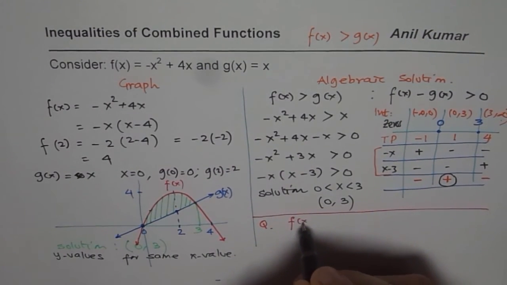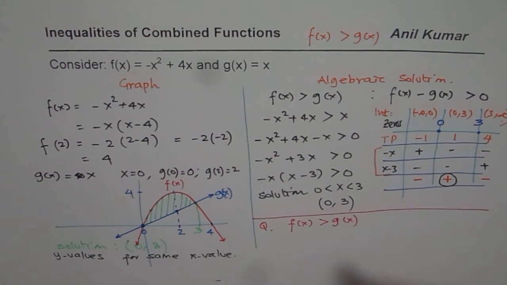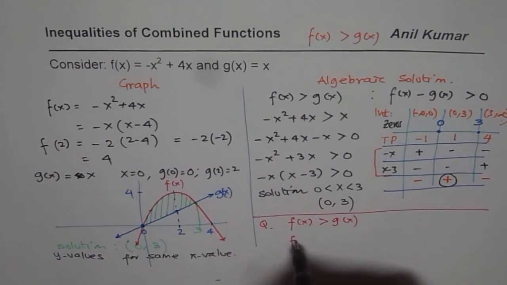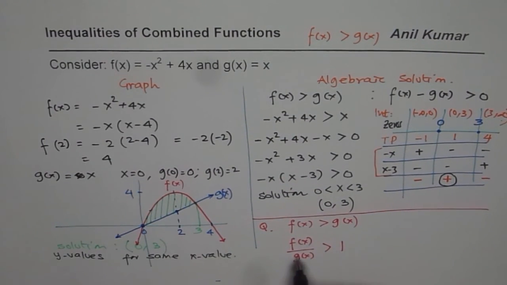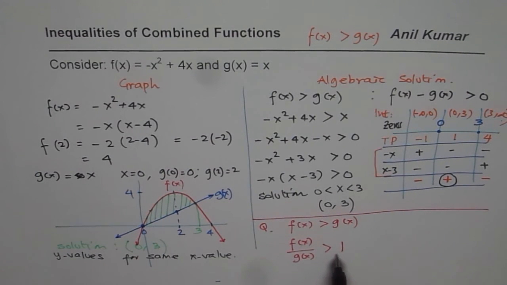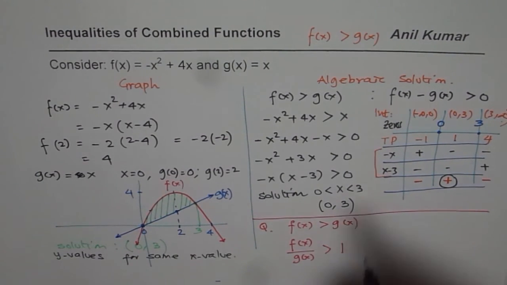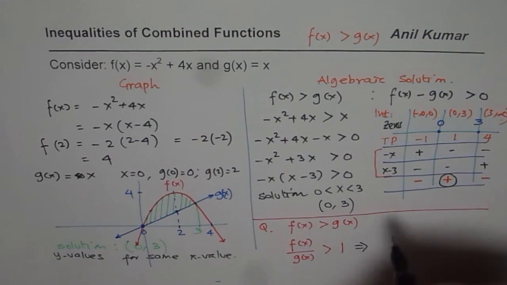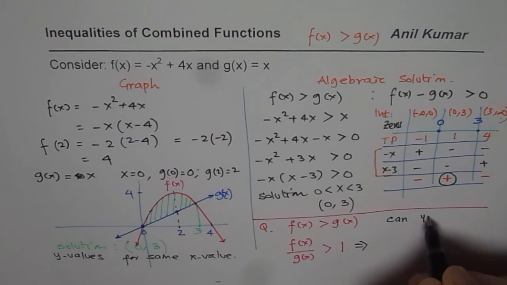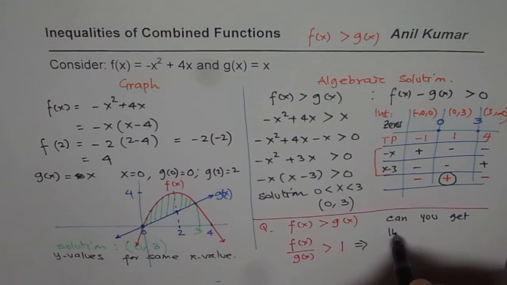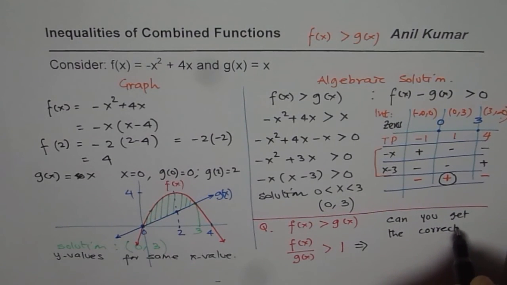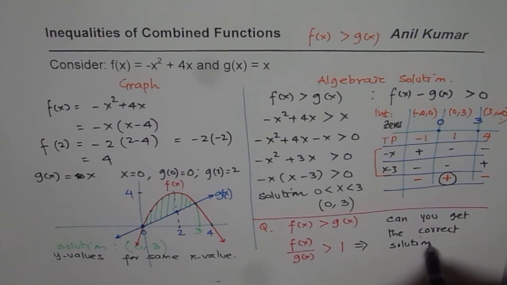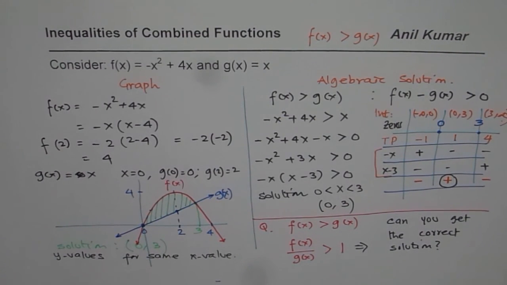However, here is a question for you. We want to solve f of x greater than g of x. Can I rearrange this and write this as f of x over g of x greater than 1 and solve? So can I do that? I would like you to provide me with suggestions: if I write this as f of x over g of x greater than 1, can you get the correct solution? That is your question, right? If not, explain why.